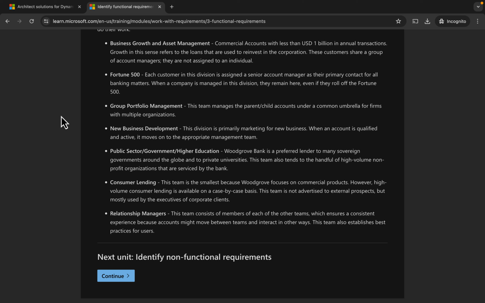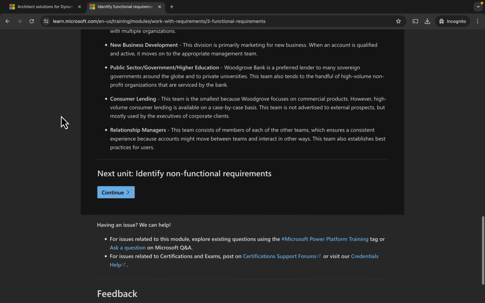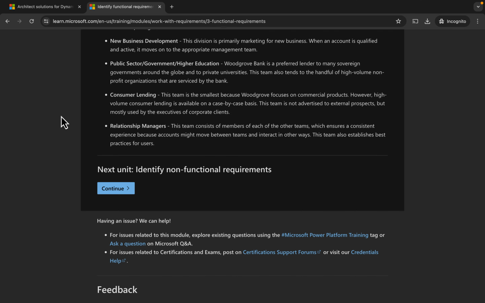Consumer lending. This team is the smallest because Woodgrove focuses on commercial products. However, high volume consumer lending is available on a case-by-case basis. This team is not advertised to external prospects, but mostly used by the executives of corporate clients. Relationship managers. This team consists of members of each of the other teams, which ensures a consistent experience because accounts might move between teams and interact in other ways. This team also establishes best practice for users.